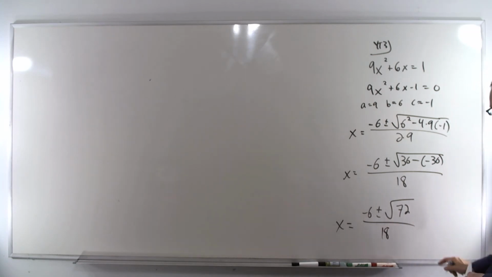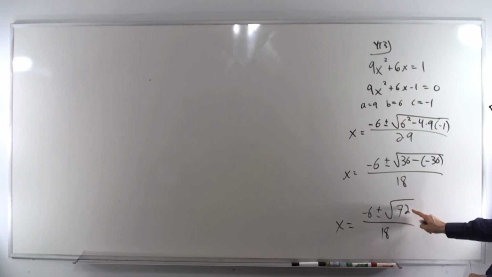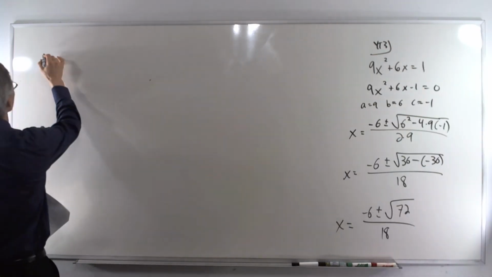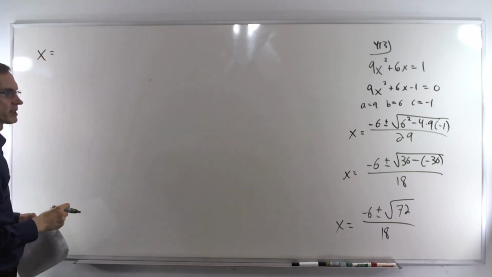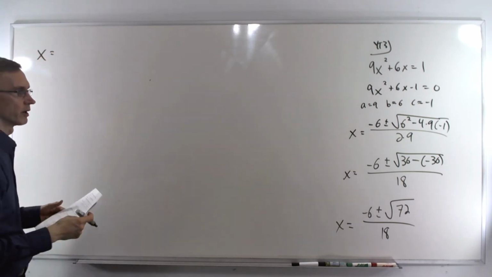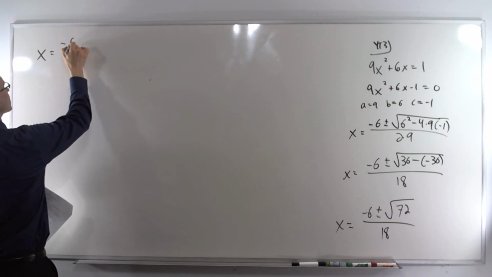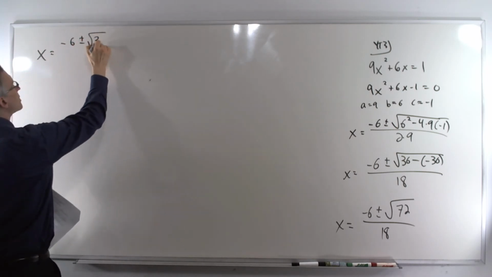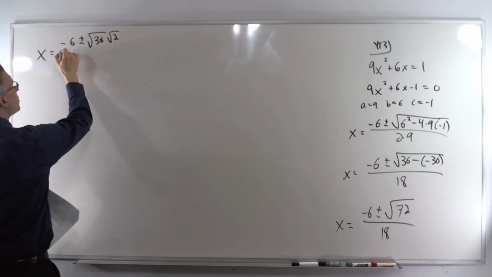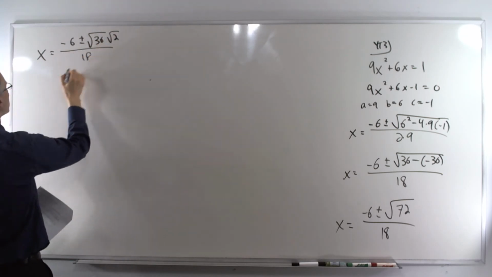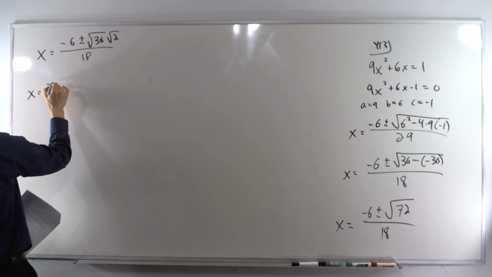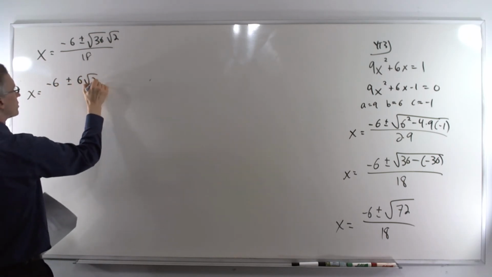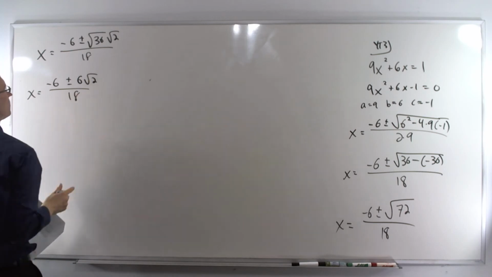And now we can break up 72 and simplify it. So 72 breaks up into 36 times 2, and 36 is a perfect square. So we've got negative 6 plus or minus the square root of 36 times the square root of 2, all over 18. And this turns into 6 square roots of 2 all over 18.